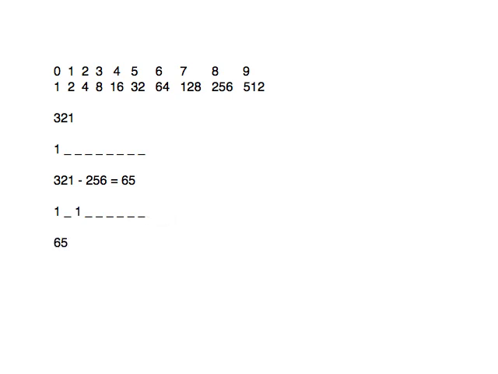So 65 minus 64 equals 1. All right, that was pretty easy. 2 to the 0 is 1. So all I have to do is change this last blank to a 1, which would mean 1 minus 1 is what I have left, which is 0. So now I just have to fill the rest of these blanks with zeros.